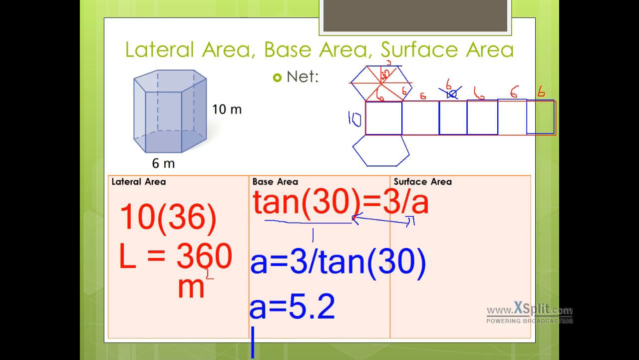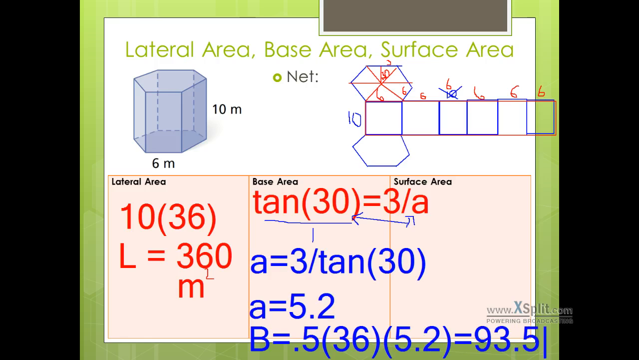That means that the base area is 1/2, so 0.5 times perimeter, 36, times apothem, 5.2. If we multiply those all out, that gives us about a 93.53.